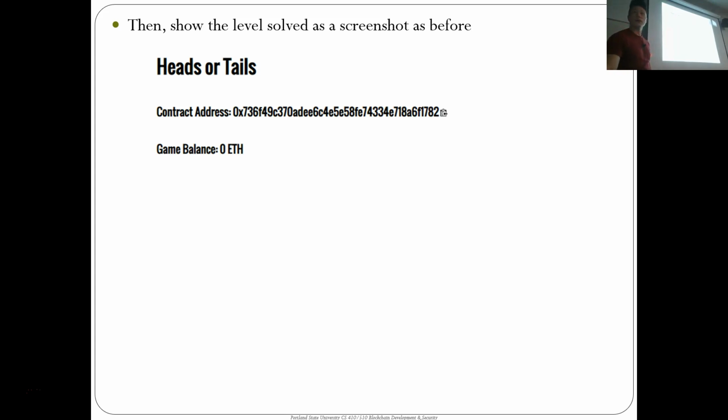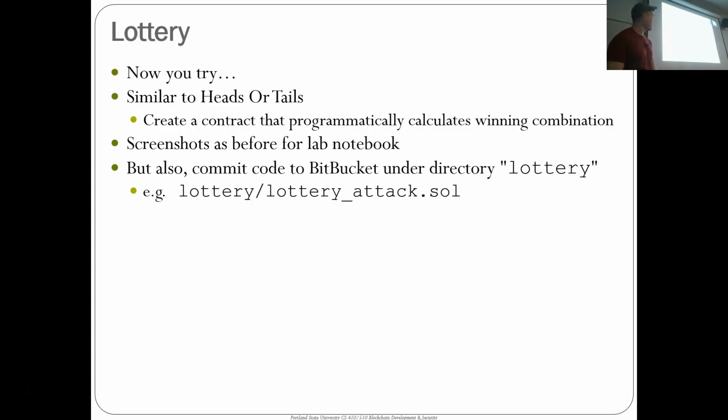Are there questions about exploiting heads or tails? All right, so then the last one is lottery. For this one, I'm not going to give you the code, but it's the same idea. You can see how the lottery tickets are generated, and you can just copy and paste that code into your attacking contract. And so it's very similar.